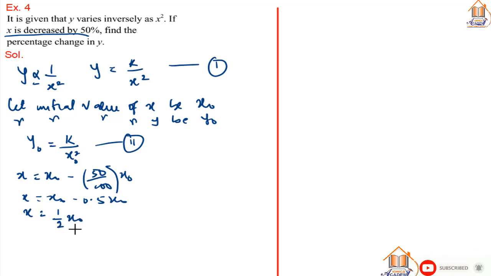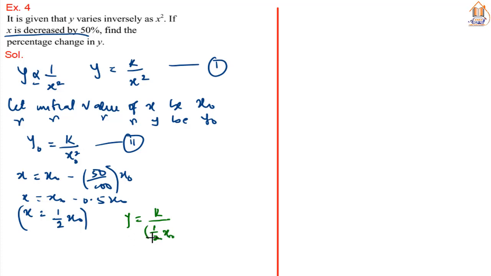Now what we are going to do here is plot this equation into our equation 1. And how do we go about it? So our equation 1 will therefore become y is equal to k all over 1 over 2 x naught all squared. Now, what are we going to do here? We are going to simplify this. So our y is equal to k all over 1 over 4 x naught square.